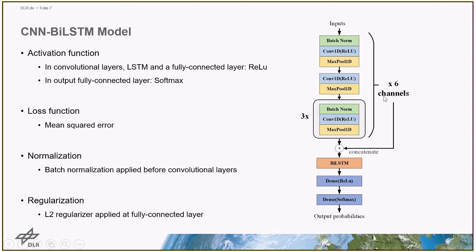After that, 6 channels are concatenated and continue to a BiLSTM layer. After 2 fully connected layers, the probabilities of different modes are obtained. The final fully connected layer uses the softmax function as activation function, and the rest of the layers only use ReLU. The loss function here is mean squared error, and an L2 regularizer is applied to avoid overfitting. You can find the parameters in detail in our paper.